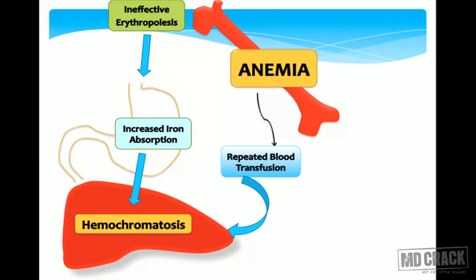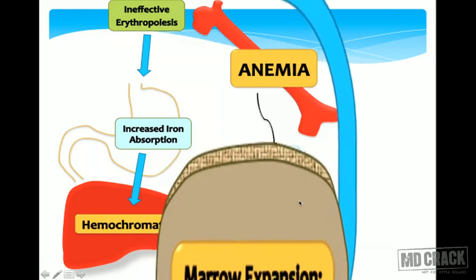Hemochromatosis can occur in the liver, the heart, and even the pancreas. If hemochromatosis takes place in the pancreas, we call it bronze diabetes. The patient will have a peculiar skin hyperpigmentation. So bronze diabetes is mainly due to hemochromatosis affecting the pancreas. So remember, hemochromatosis could be due to two causes. One is increased iron absorption from the gut. Second is repeated blood transfusion for these patients.